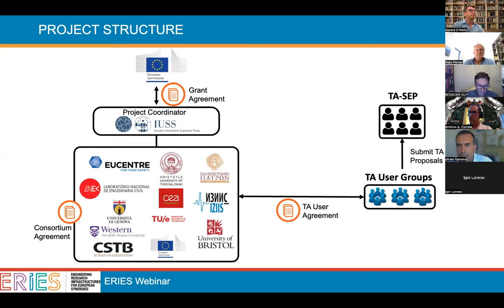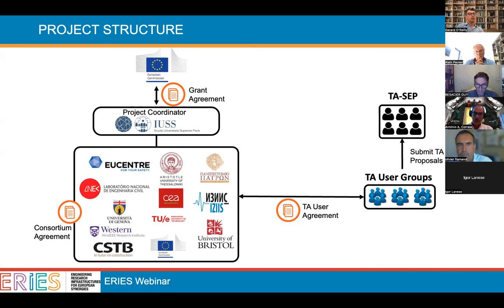So I think the next thing just to mention briefly is that if we look at the structure here again, we have essentially the consortium on the left-hand side with the coordinators and the general group of people or research infrastructures that have joined together as part of the ERIES project. But then on the right-hand side, we have these user groups, which will be applying to the panel and hopefully interacting with the different members of the consortium, depending on the access granted.